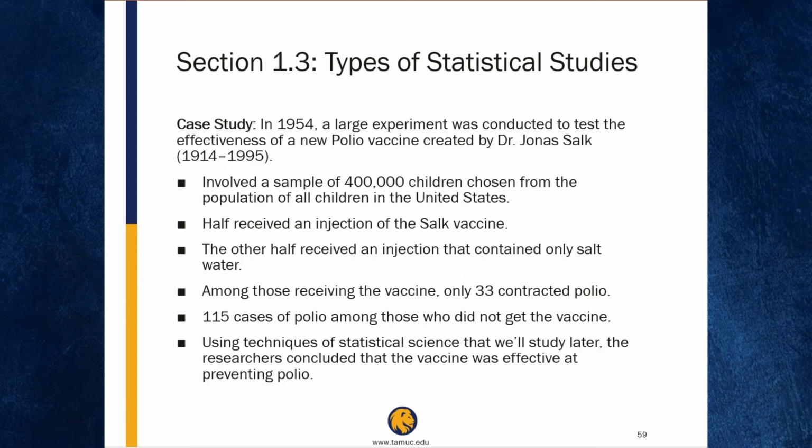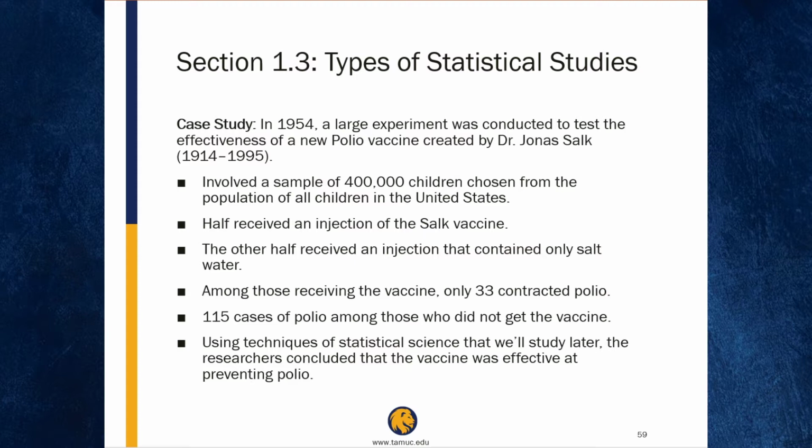And so here's a case study. In 1954, a large experiment was conducted to test the effectiveness of a new polio vaccine created by Dr. Jonas Salk. It involved a sample of 400,000 children chosen from the population of all children in the United States. Half received an injection of the Salk vaccine. The other half received an injection that contained a harmless salt water solution.